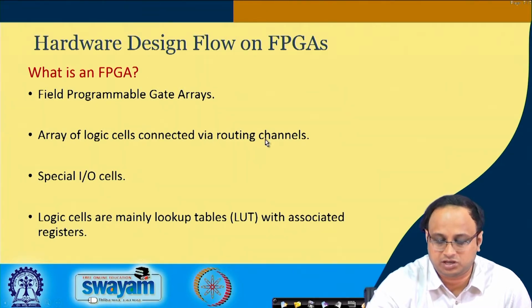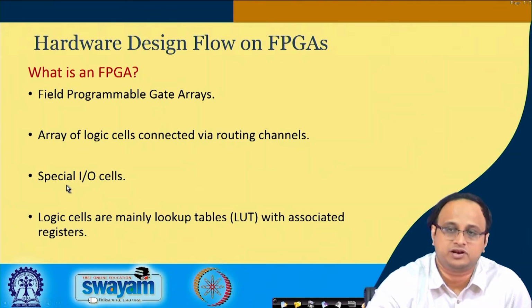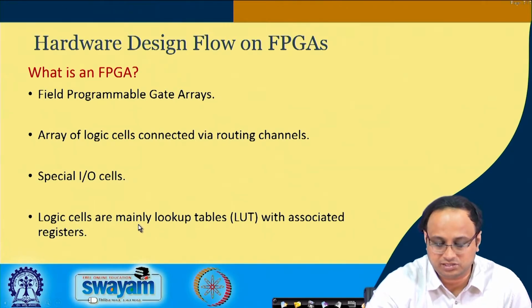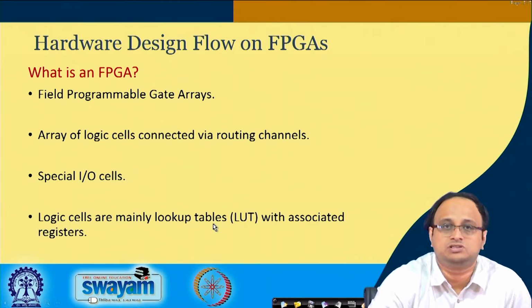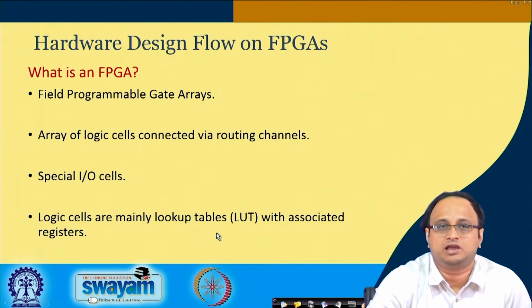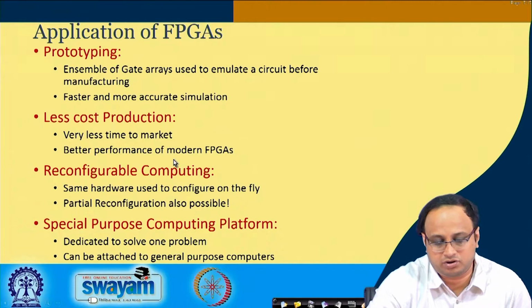Because of this, the technology is interesting, because it has an array of logic cells which are connected via routing channels. There are special IO cells, and the logic cells are typically what are called LUTs. These LUTs are essentially the fundamental blocks of an FPGA. So, let us take a look at what an FPGA looks like.